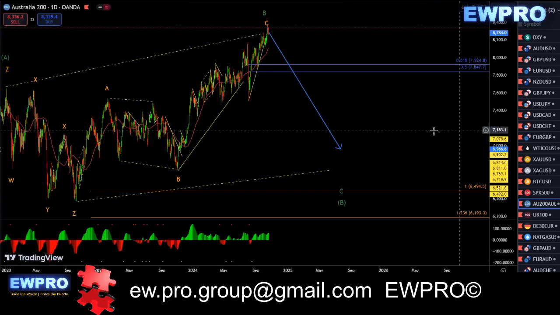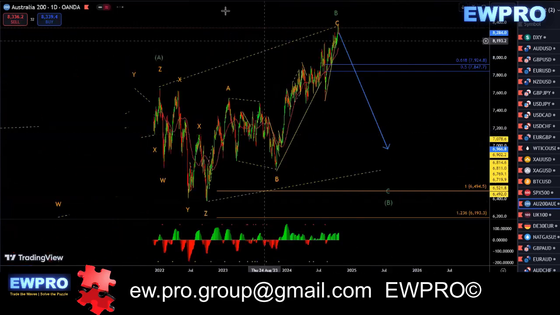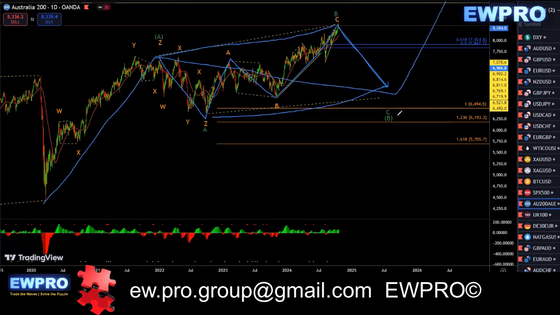AU200. Still looking at that as a C up. See, I'm looking for this larger C down. We got 5 down in here, and 1, 2, 3 up. So I'm looking for this down in here for that flat before we get an A, B, C. As you can see, it's more on the weekly, that larger correction.